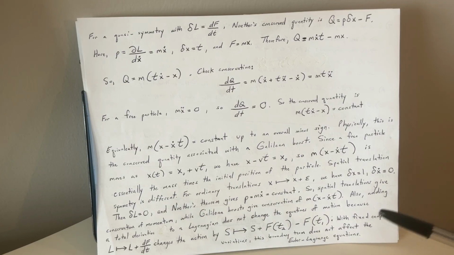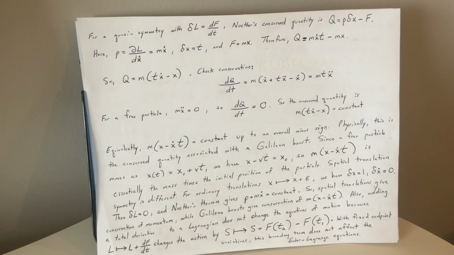Also, adding a total derivative to a Lagrangian does not change the equations of motion, because we have the following: L maps to L plus df/dt, and that changes the action by S maps to S plus f of t2 minus f of t1. With fixed endpoint variations, this boundary term does not affect the Euler-Lagrange equations.